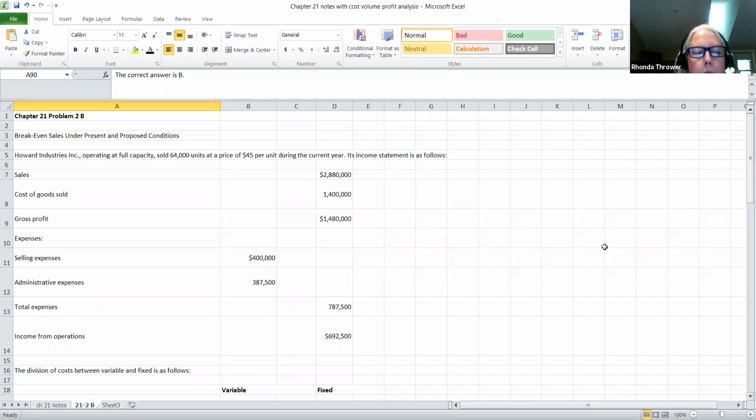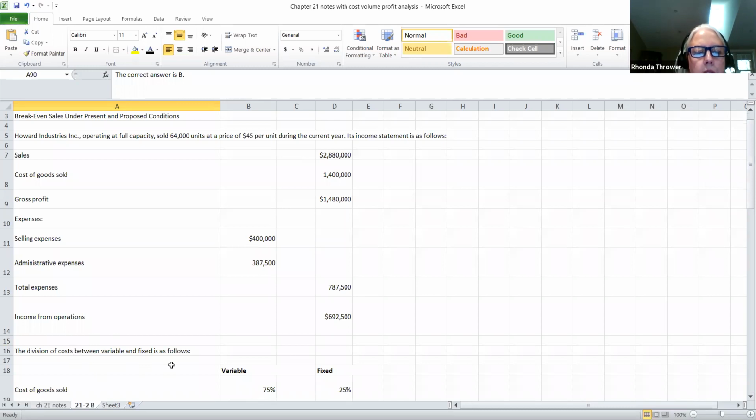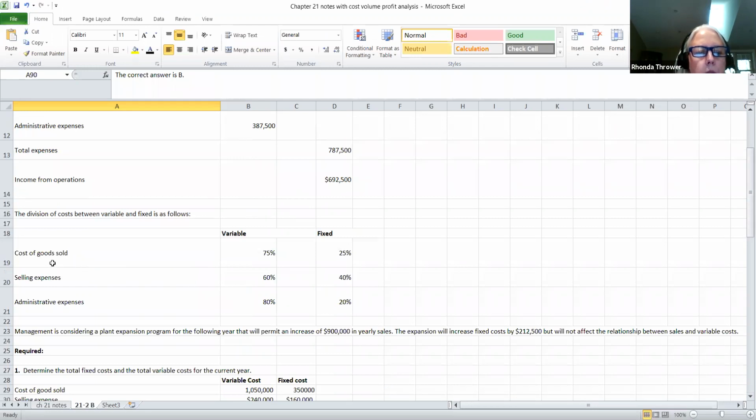And then they gave us some more information in this problem about how they divided the costs between variable and fixed cost. So notice they gave you a column for variable, and they said that they have some costs that make up variable cost of goods sold as 75%, and the 25% is fixed cost. For selling expenses, 60% of those are variable cost and 40% are fixed cost. And of our administrative expenses, 80% of those are variable cost and 20% are fixed cost.